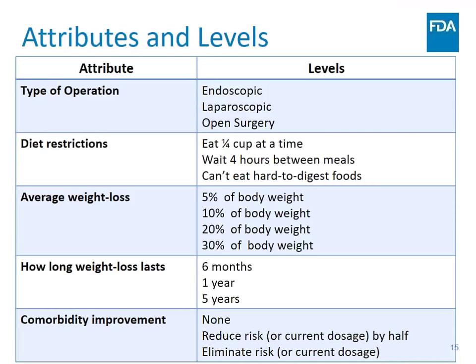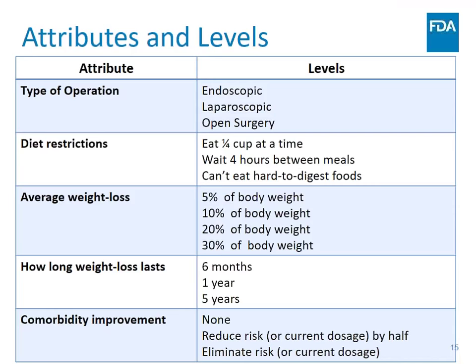Next, I would like to talk in detail about individual attributes and their levels. For the type of operation, we will be presenting 3 different options for different hypothetical devices that include endoscopic, laparoscopic, and open surgery. For diet restrictions, we propose 3 different types: eat a quarter cup at a time, wait 4 hours between meals, and can't eat hard to digest food or their favorite food.